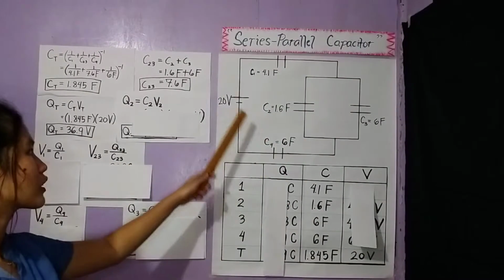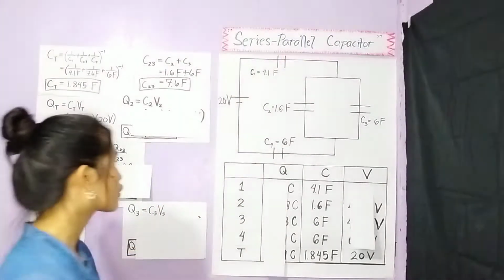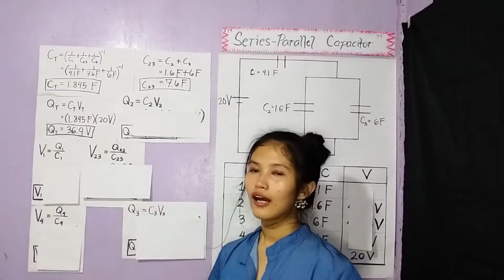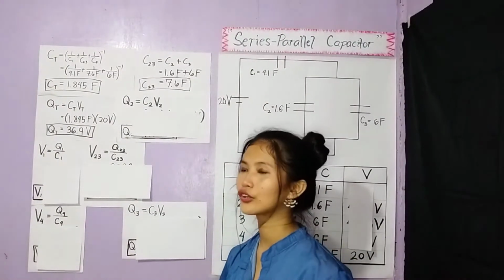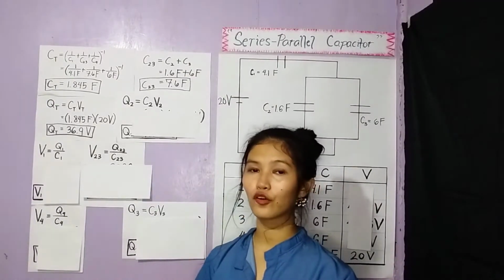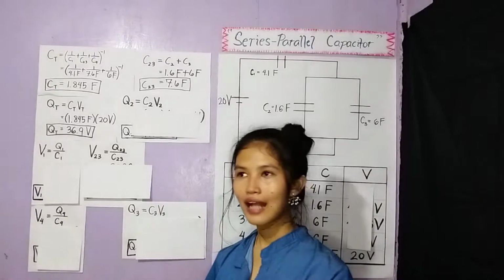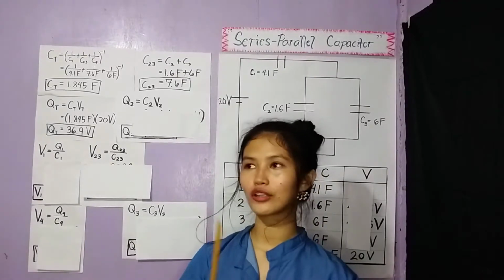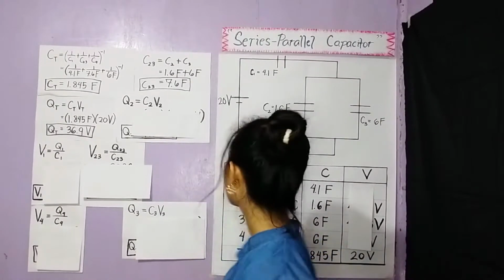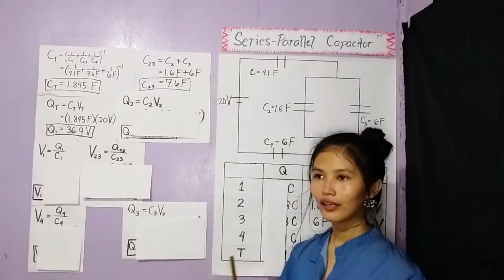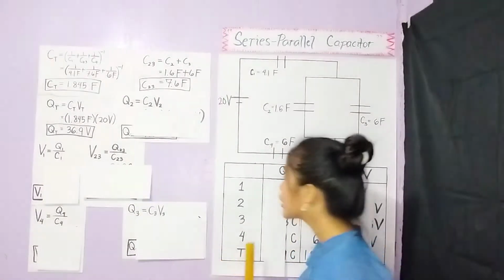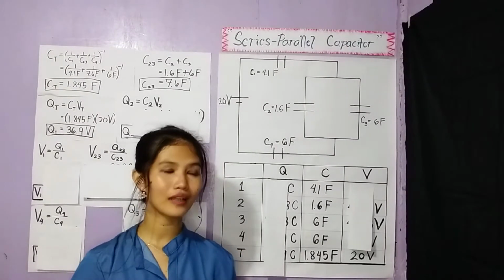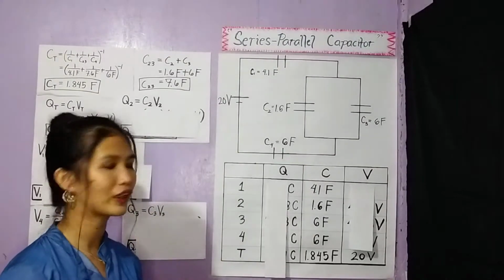Since here in our circuit, C1 and C4 are in series, in finding the source charge, Q1, Q2, Q3, and Q4 are equal. So whatever the answer of Q total is, that's also the value of Q1 and Q4. But since Q2 and Q3 are parallel to each other, Q1, Q4, and Q total have the same answer, but Q2 and Q3 have different answers.